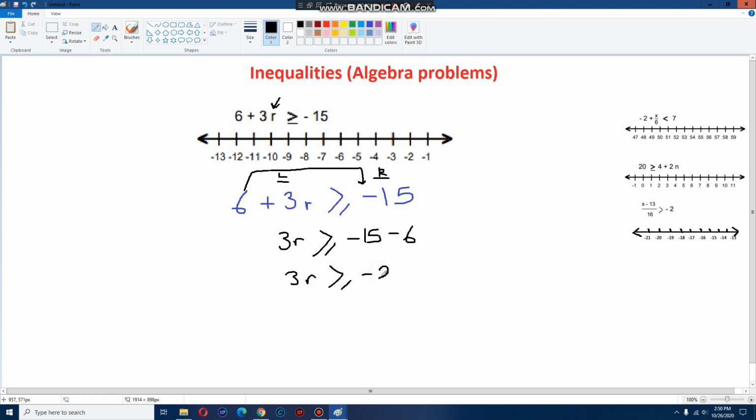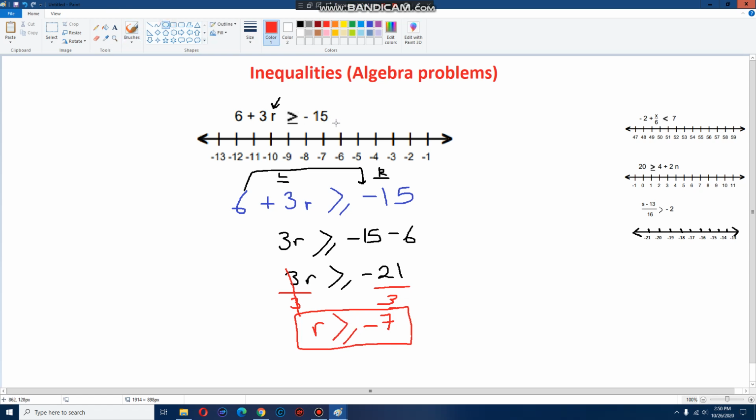Now you're going to get 3r greater than or equal to minus 15 minus 6, which is minus 21. Now r needs to be independent. R has family, 3. We got to get rid of that 3. How do you do it? You divide both sides by 3. 3 divided by 3 is just r, greater than or equal to, and minus 21 divided by 3 is minus 7. And there we go. We have solved for r. R is greater than or equal to minus 7.